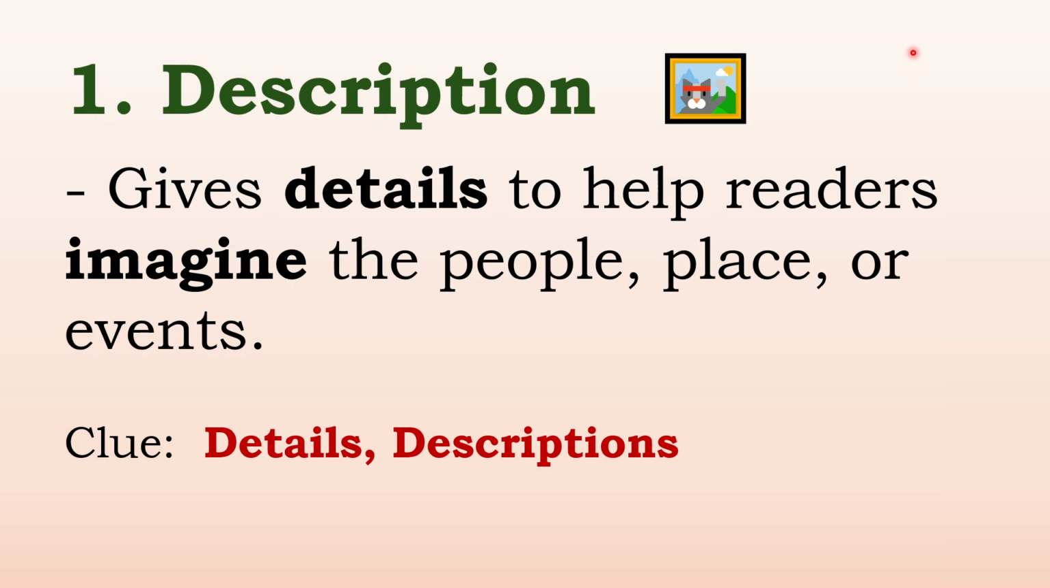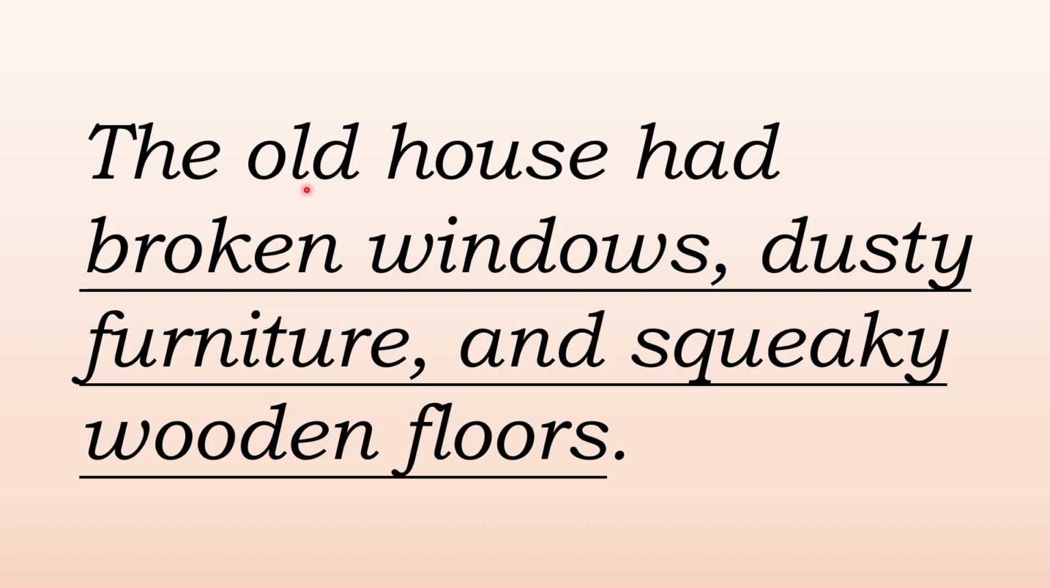When we talk about description, think of it as painting a picture. It gives details to help readers imagine the people, place, or events. The clue is when you see details, we are talking about description. Here's the example: The old house had broken windows, dusty furniture, and squeaky wooden floors. So when you hear this, you know it's describing how the house looks. It has broken windows, furniture that is dusty, and a wooden floor that is squeaky.